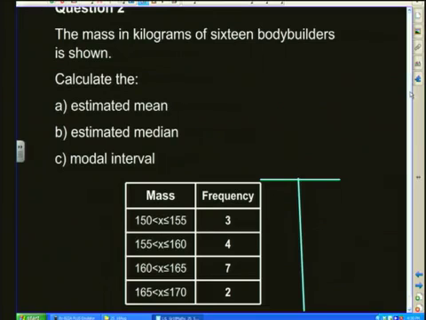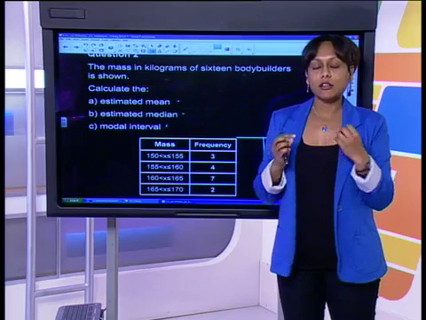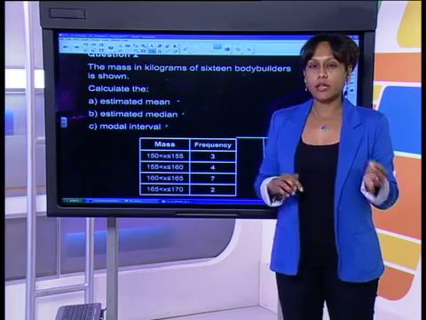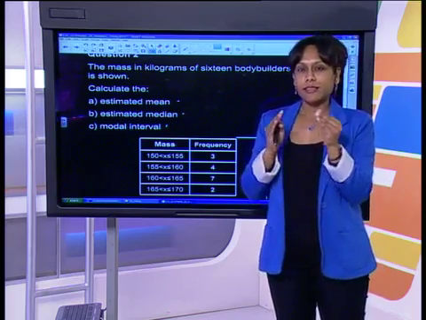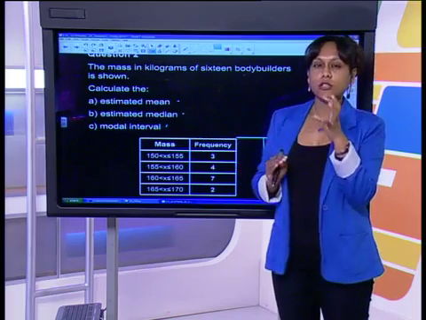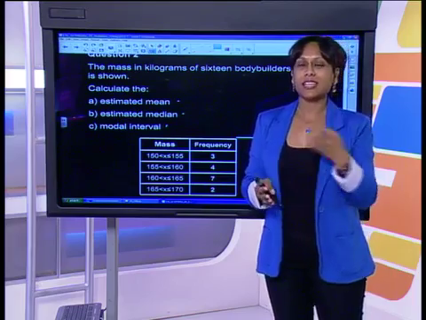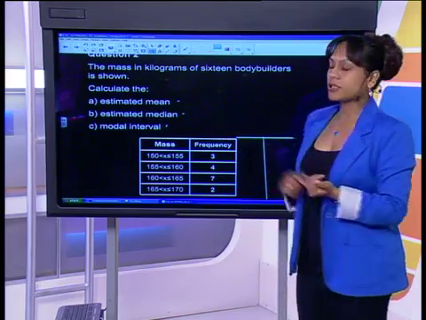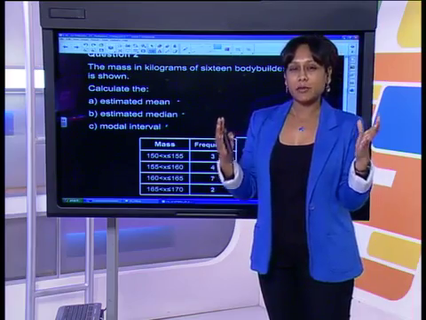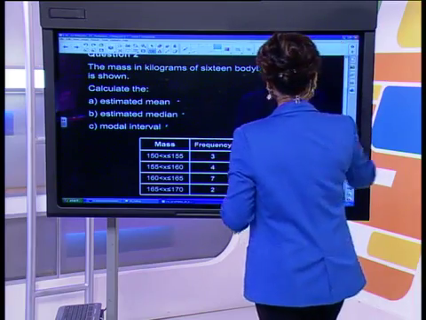We are given the mass in kilograms of 16 bodybuilders, and we are asked to calculate the estimated mean, estimated median, and the modal interval. Now the reason we're dealing with estimates here, because we've got grouped data, it's going to result in a slight loss of information. In order to work out your mean, you're not going to be able to work out the exact point at which your mean is, and we use the class midpoints in order to find the mean. This then implies that you can only get an estimated mean, and then we can also only get an estimated median because your data has been grouped into these class intervals.